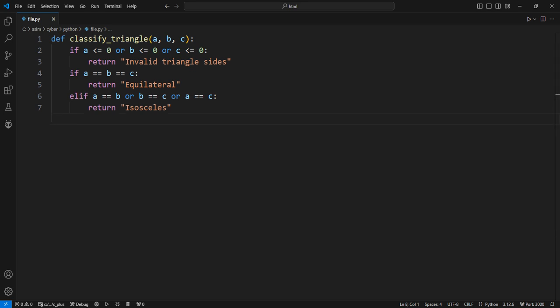Step 4. If no sides are equal, it is a scalene triangle. If none of the sides are equal, the triangle is classified as scalene. This is the else case, meaning no sides are equal. All three sides are different.